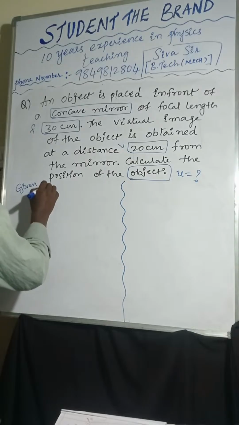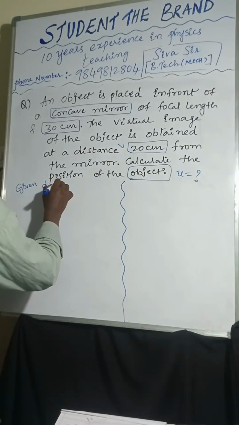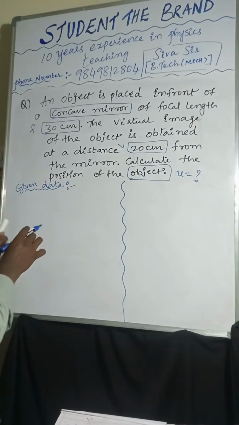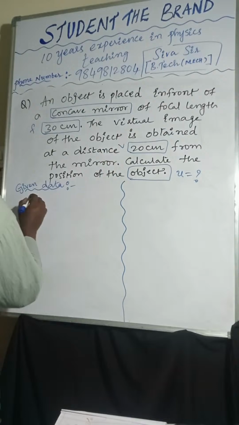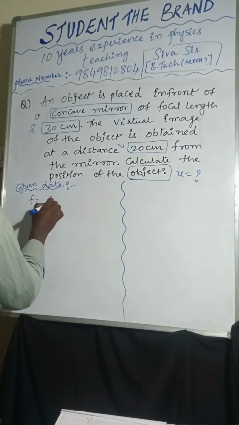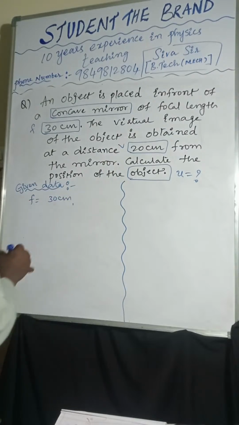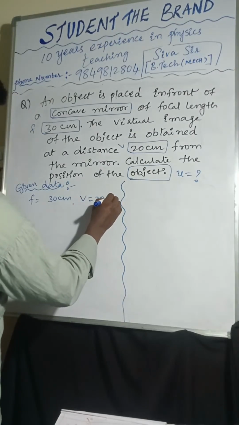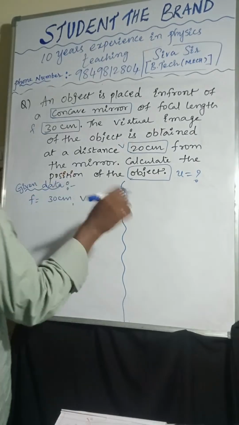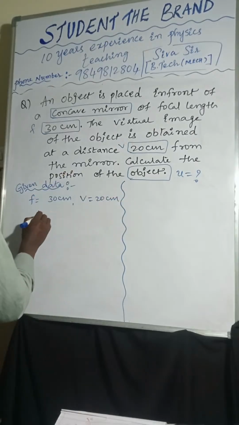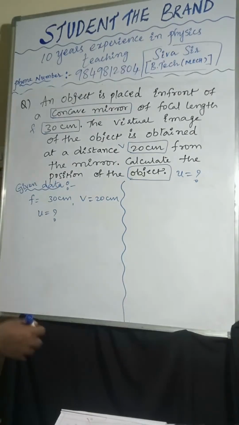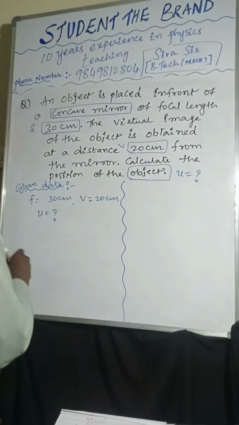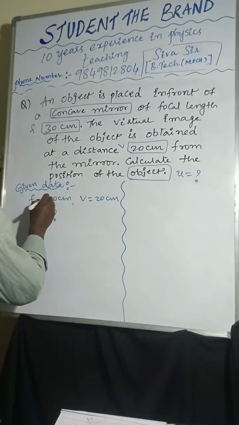So, given data. Focal length is how much? Focal length is 30 centimeter. Is it positive or negative? Negative. Virtual image distance is 20. Is it positive or negative? Positive, because it is a virtual image from the mirror. Calculate the position of the object. The object we have to find out. Object distance anyway we will get positive. Now you have to understand one thing: focal length is always negative.